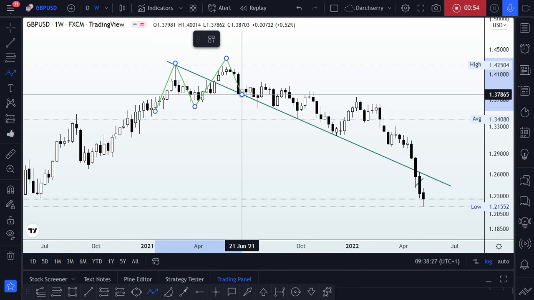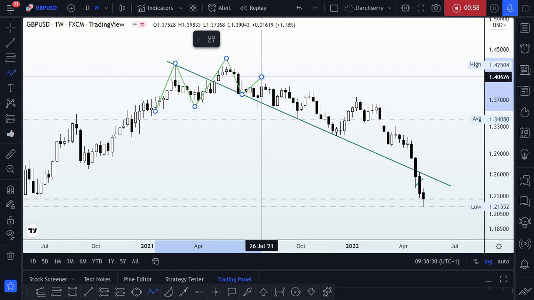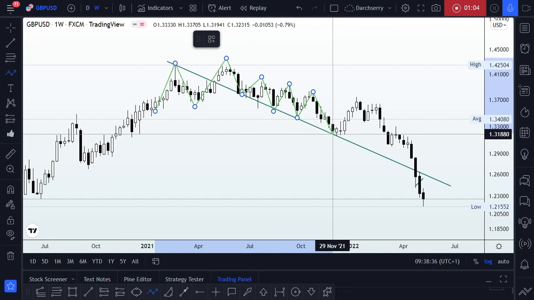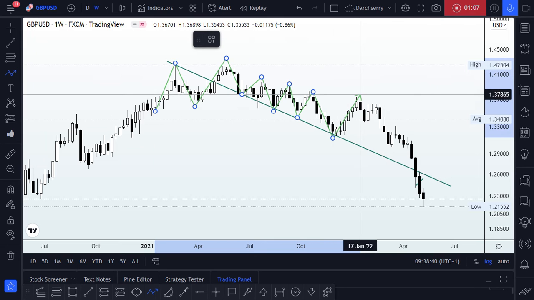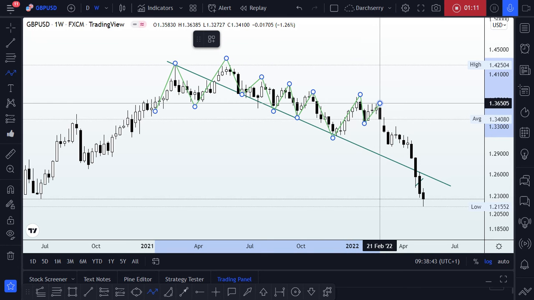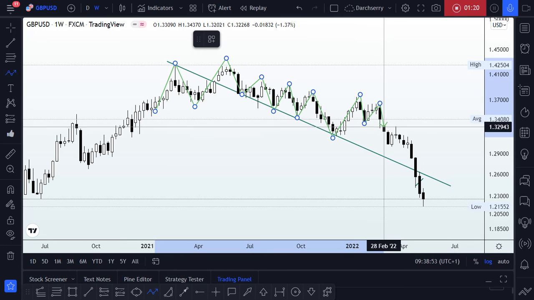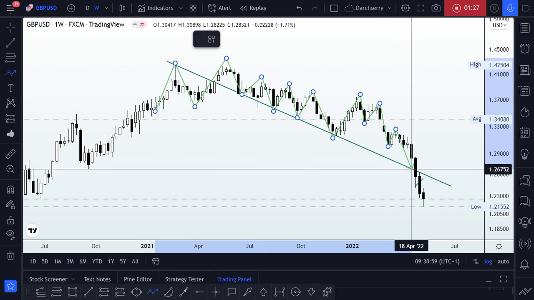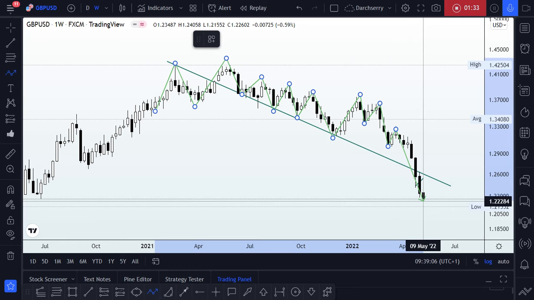Then we saw multiple rejections since mid June and mid May of 2021, as price continued to respect the trend line, as price continued to find lower lows and lower highs. However, in the beginning of the year, we saw a bullish momentum which we thought would probably push price further up. But unfortunately, since the war in Ukraine, price continued to find lower lows and lower highs until we finally saw that breakdown of that trend line in the month of April this year. And as you can see, price is currently rocking around the 1.22 level at this point in time.